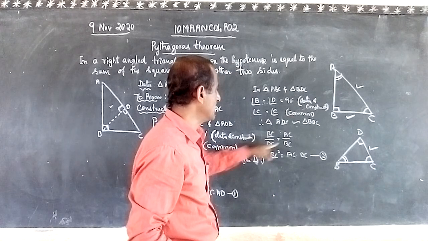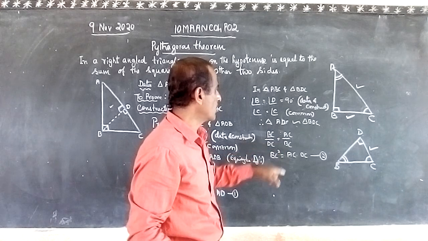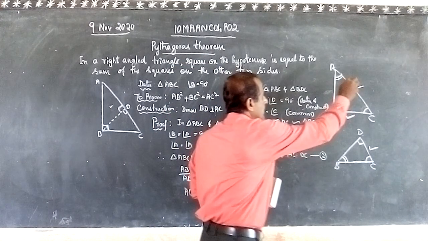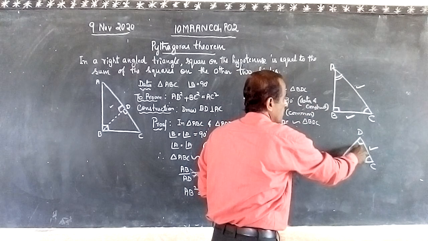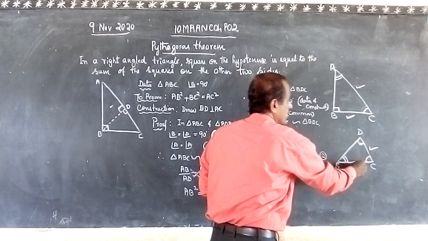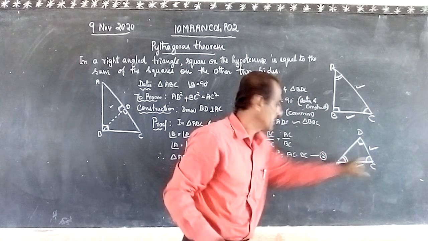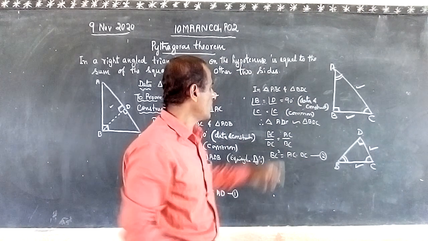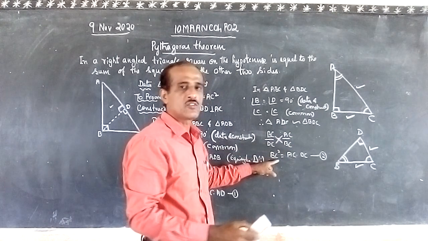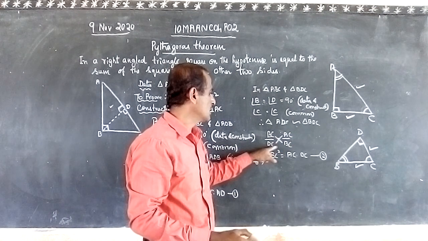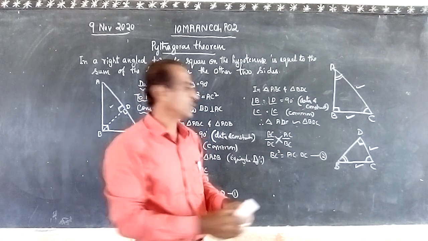See, BC by BC, and in the smaller triangle it is AC. See, AC is the hypotenuse of this triangle. What is the hypotenuse here? 90 degrees here, therefore the hypotenuse is here. Therefore, AC by BC. Now cross multiply. If you cross multiply, what happens? BC into BC, BC square, and AC into DC. It comes like this. Is it right? So take that as equation 2.